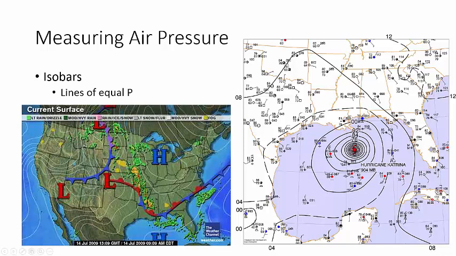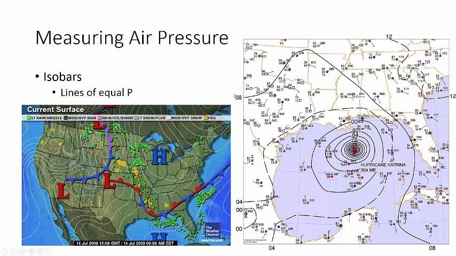Because if this one and this one were to cross, well then that means that wherever they cross, it would be both 1,000 millibars and 992 millibars. And that's not possible. It's either 1,000 millibars, or 992 millibars, or 999 millibars, or 1,001 millibars. It's not going to be 1,000 and 992 at the same time. Right? It can't be. So they cannot cross.